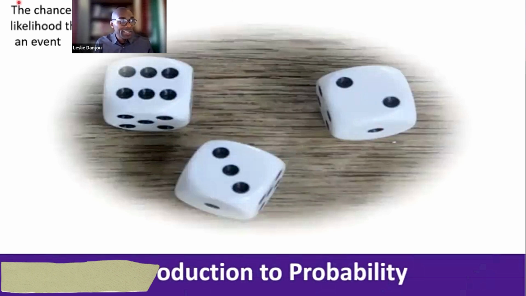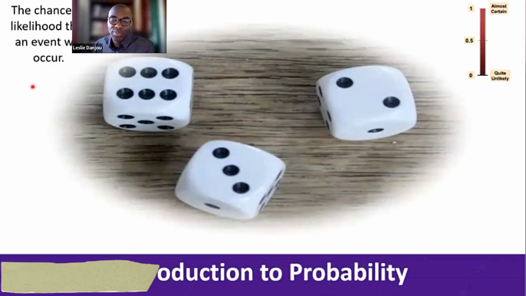Once again, it is the chance, the likelihood that an event will occur. Please understand probability in your mind's eye. You should see it as a decimal value. Most times we think of probability as a percentage, but in this class, I want you to think not of the percentage times 100. I want you to think of a decimal value, a number between 0 and 1.